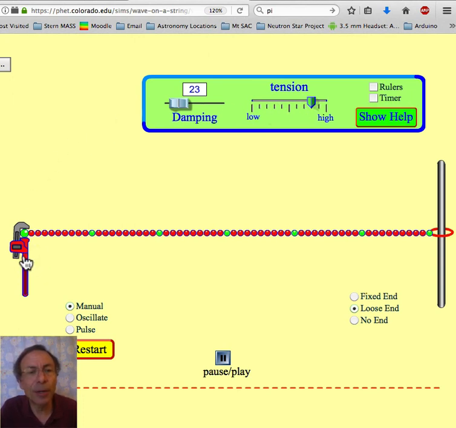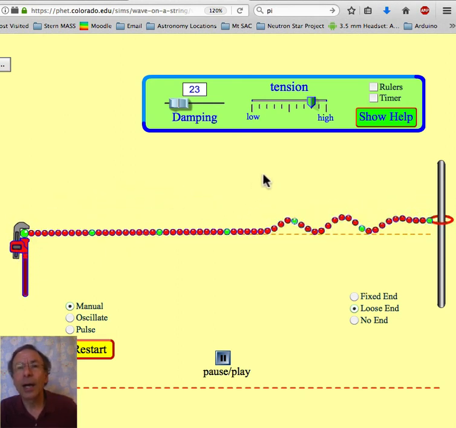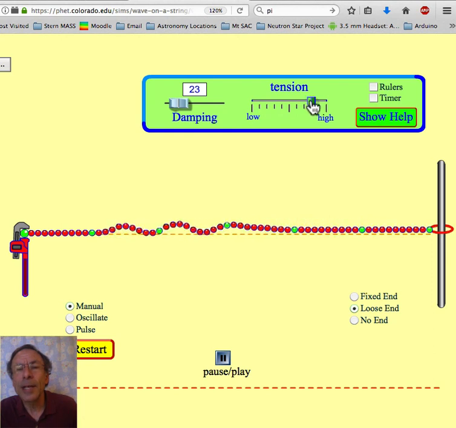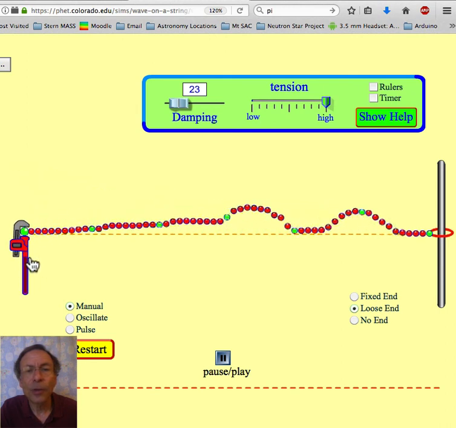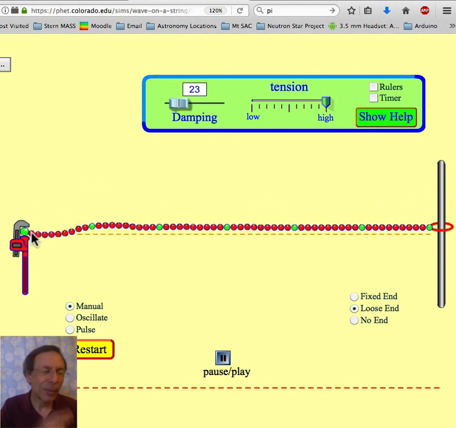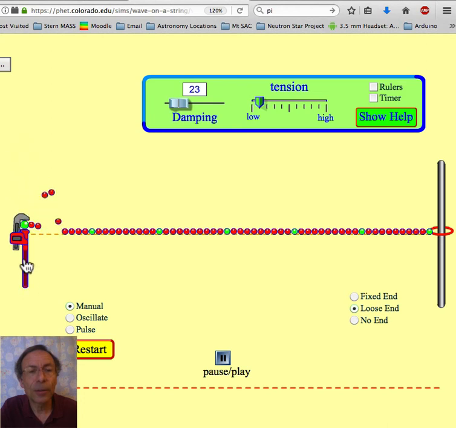So right now, if I do this, you can see that the waves go very slowly. If I make the tension higher, like this, then the waves go faster. And that's something that we learned in the previous video. Of course, if I make the tension low, then the waves will go much slower. That's agonizingly slow.